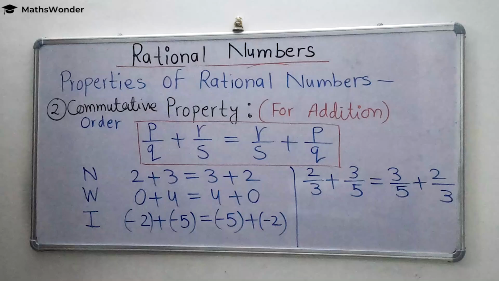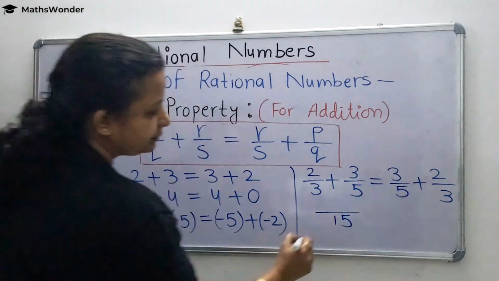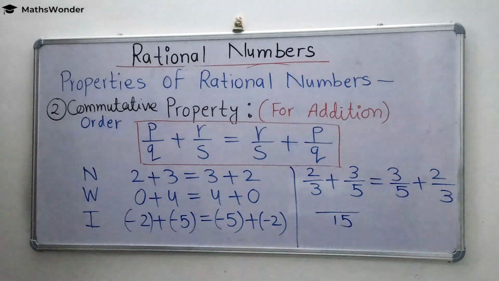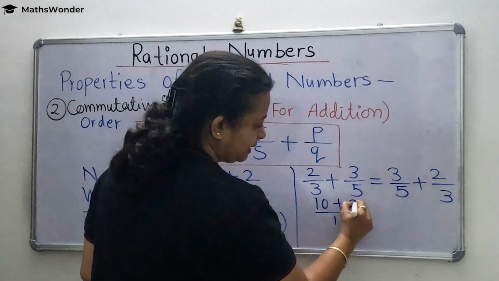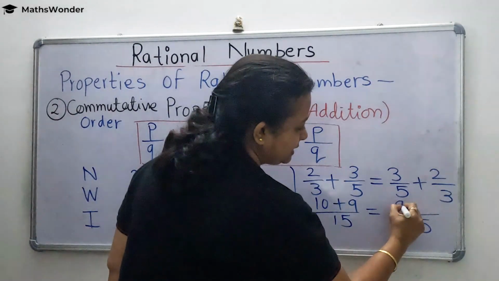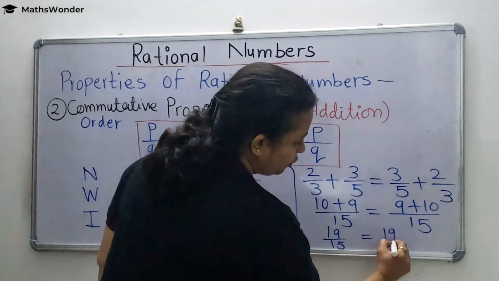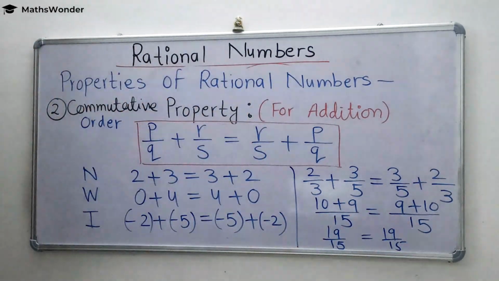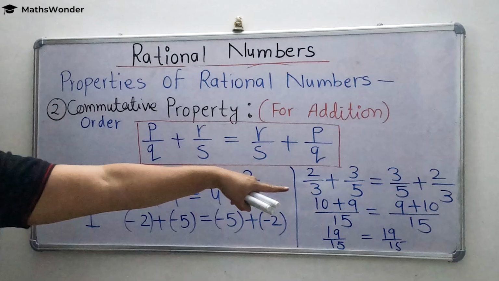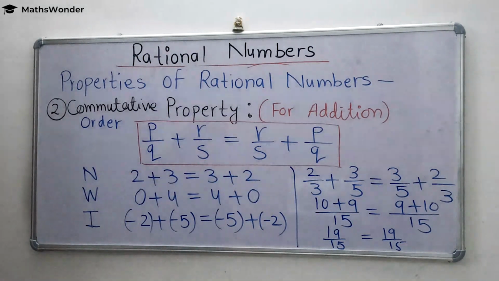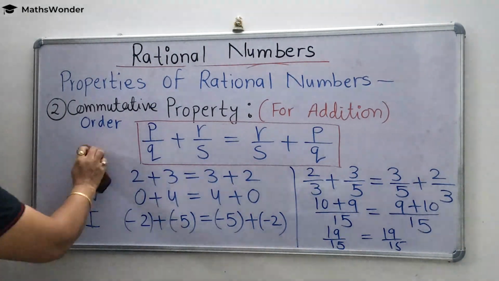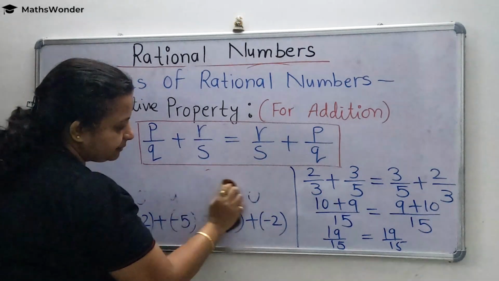First find the common denominator, which is 15. So 10 plus 9, we multiply across, and here it is 9 plus 10, right? So when you add this, 19 over 15 and 19 over 15. Yes, absolutely correct. So the sum of two rational numbers is the same, even if the order of addends is changed. This property is proved. Now, I am giving one more example with a negative sign.